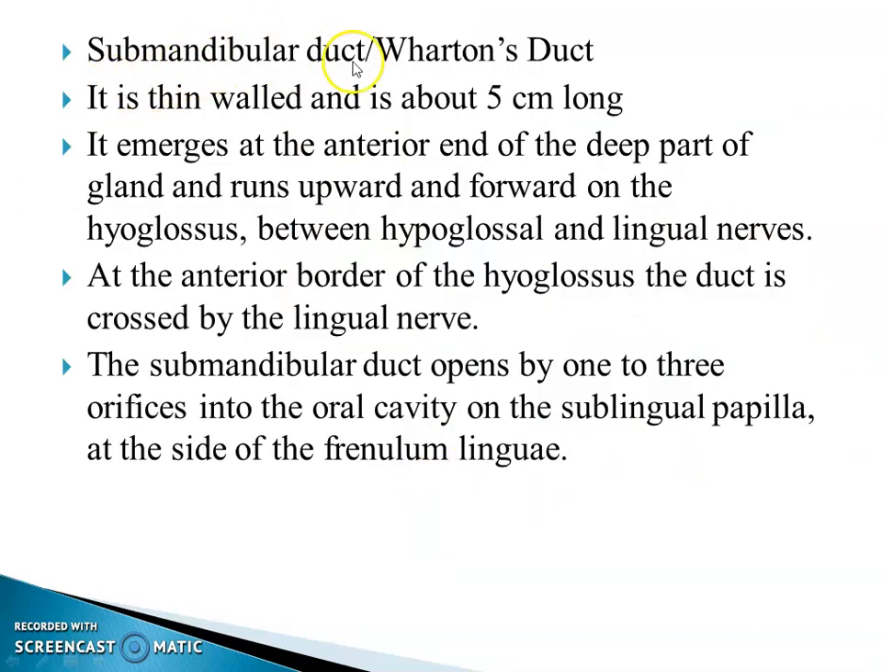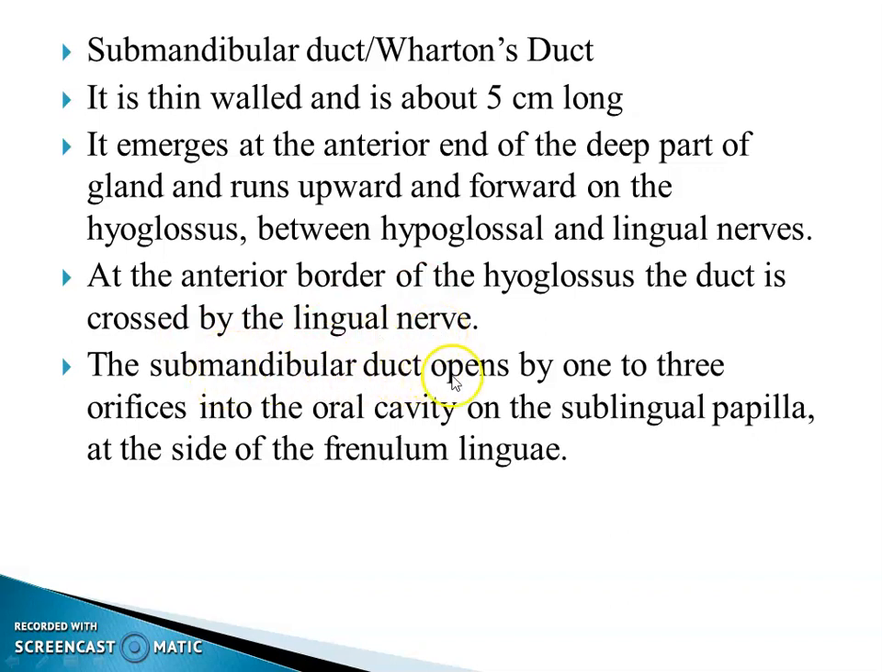Then we have the submandibular duct, also called Wharton's duct. It is thin walled and about 5 cm long. It emerges at the anterior end of the deep part of the gland and runs upward and forwards on the hyoglossus between the hypoglossal and the lingual nerve. At the anterior border of the hyoglossus, the duct is crossed by the lingual nerve.